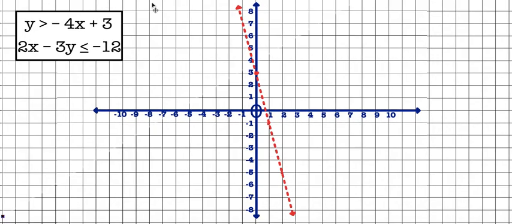And now to figure out which side we should shade, again, we're going to use 0, 0 to help us. So y is greater than -4x plus 3. So we're going to substitute y and x with 0.